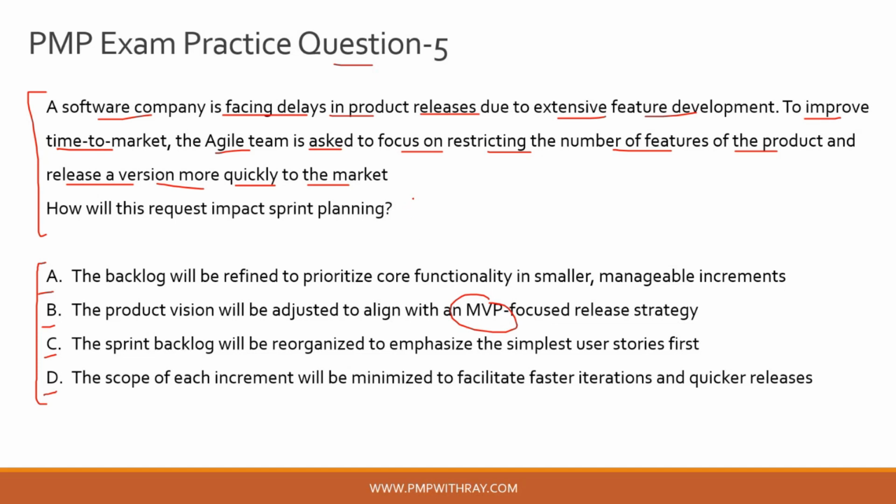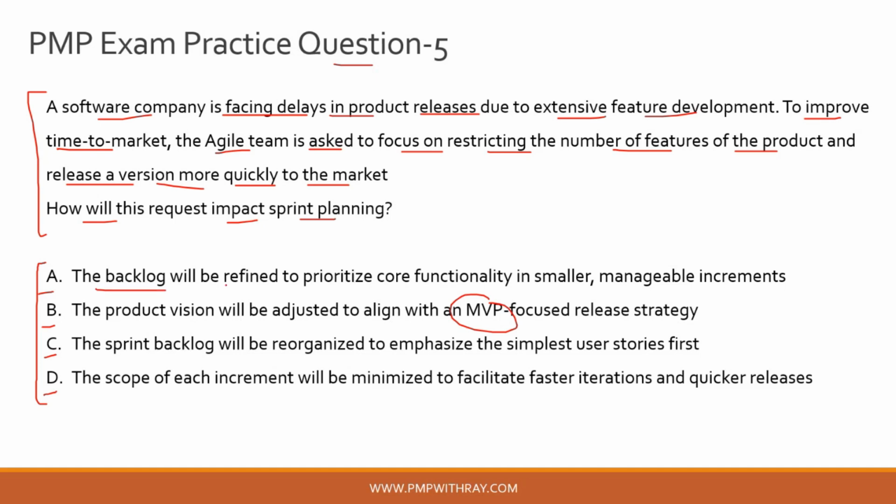So what is happening here in the question scenario is a software company is facing delays in product releases due to extensive feature development. Now, to improve the time to market of the product, the Agile team has been asked to focus on restricting the number of features, or probably selecting the features which make more sense for the product and for the customer, and release a version more quickly to the market. Now, of course, this concept is called MVP, or the minimum viable product, but we need to see whether option B actually fits the bill in terms of really answering the question, which is how will this request impact sprint planning? Let's look at the options one by one.